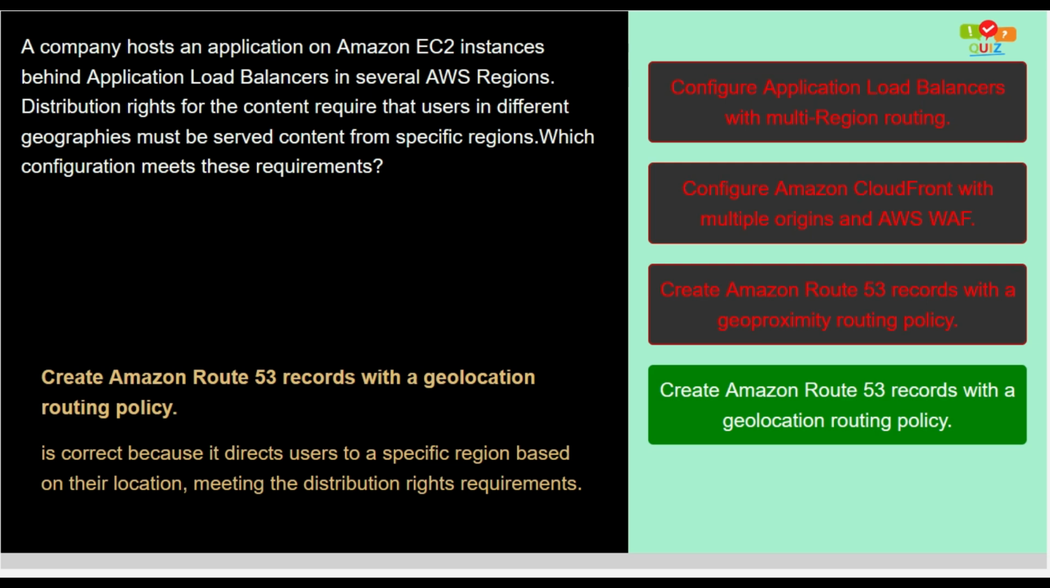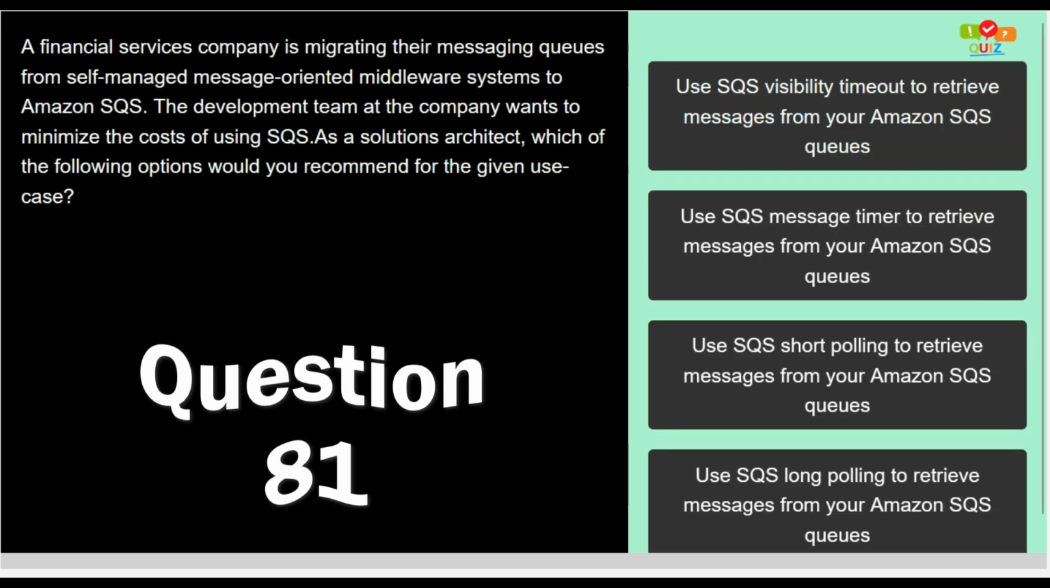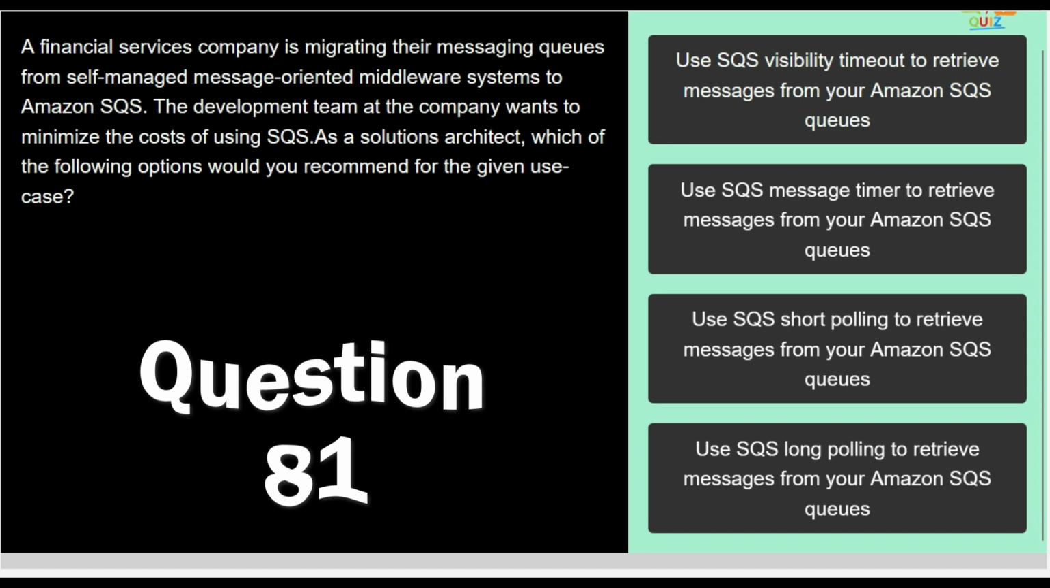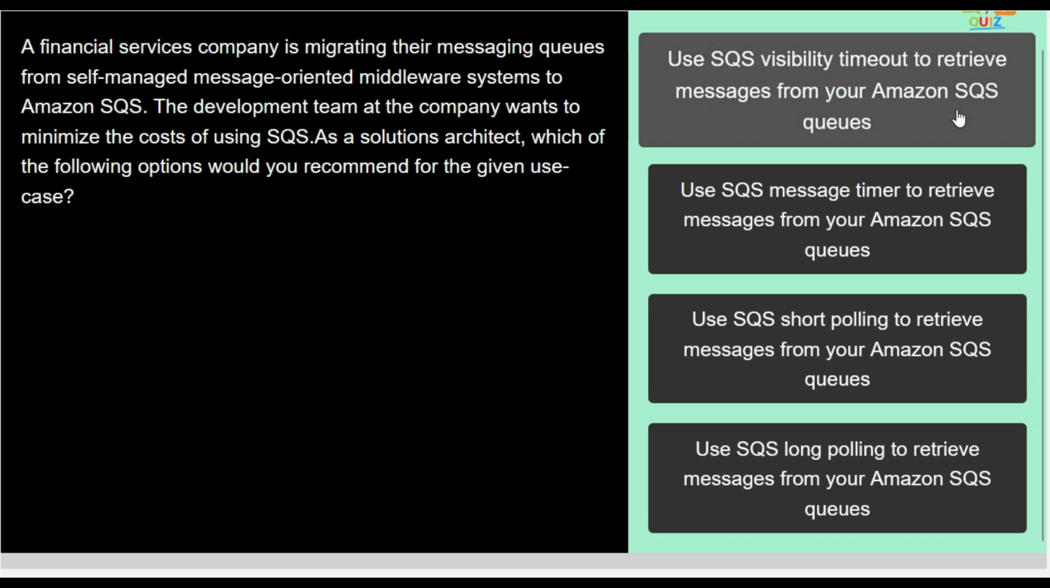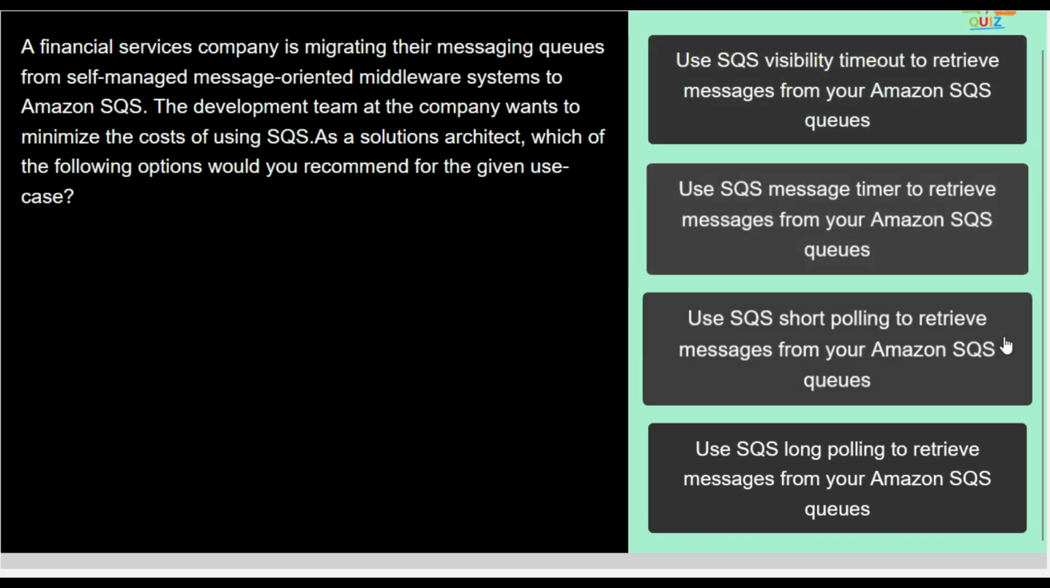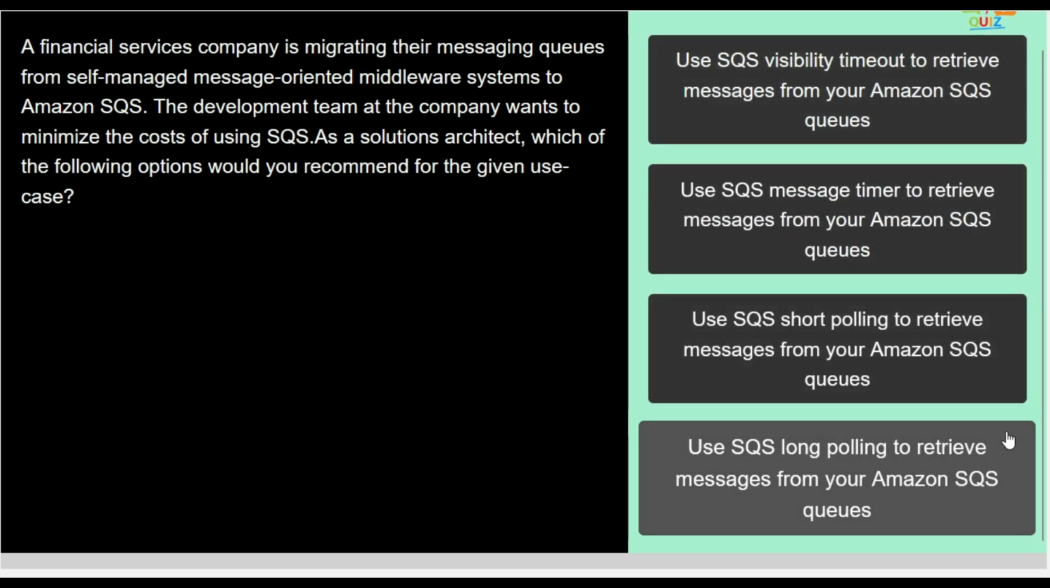Got it? Let us move to the next question. This is the last question for today's video. Okay, a financial services company is migrating their messaging queues from self managed message oriented middleware systems to Amazon SQS. The development team at the company wants to minimize the costs of using SQS. As a solutions architect, which of the following options would you recommend for the given use case? So you have got 4 options again. This is your option 1, option 2, option 3, option 4. So you have got 10 seconds time to answer the question. Your time starts now.